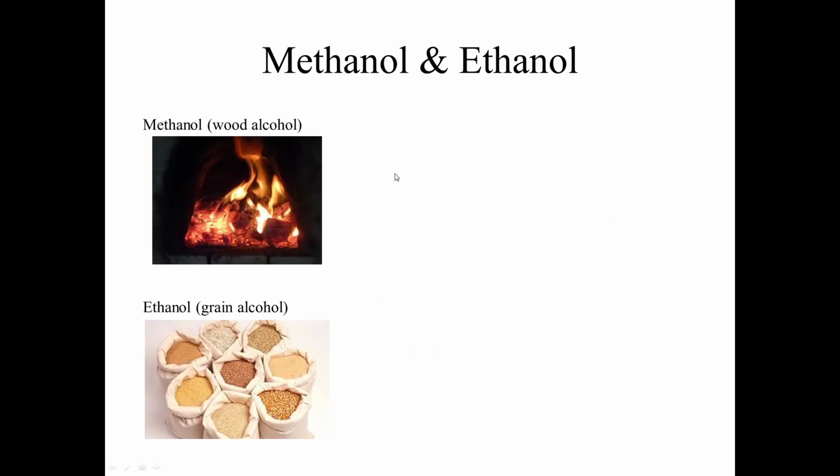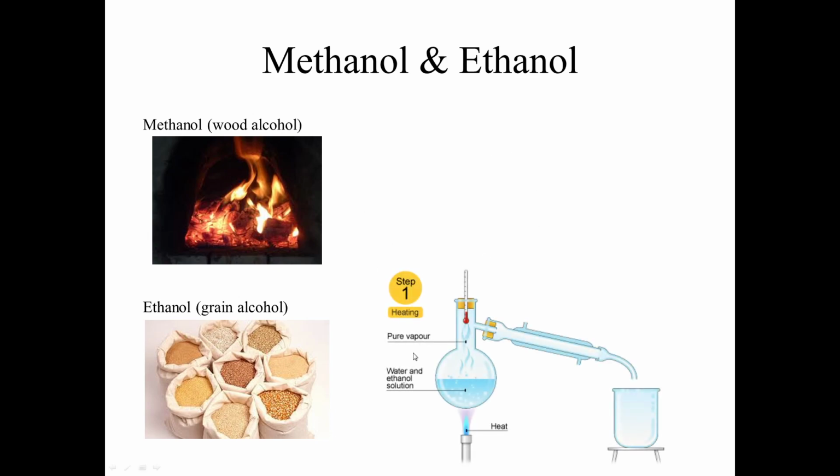But let's focus on these two primary alcohols one more time, methanol and ethanol. They're alcohols, very, very small molecules. They only have a couple carbons or one carbon. And they have some properties that water doesn't have. They have different boiling points. So we can take these molecules, and if they're mixed with water, we can separate them from the water.